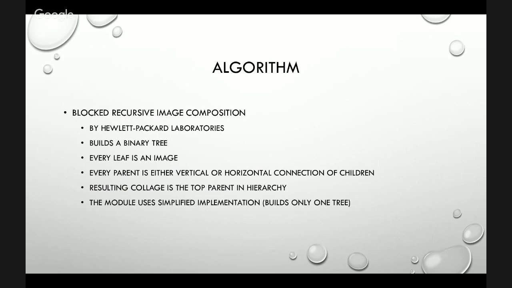Algorithm. The module I wrote implements a simplified algorithm called block recursive image composition that was invented by Hewlett-Packard Laboratories. It basically builds a binary tree with nodes, and every image is a leaf in this tree, and every parent is either a vertical or horizontal connection of children. So if you have two images, then you can connect them either vertically or horizontally. If you have many images, then you have many connections, and you start with two images connected horizontally, and then you get this compound image and connect it to the other image either horizontally or vertically, and so your collage is formed. The resulting collage will be the top parent in this hierarchy, in this tree.